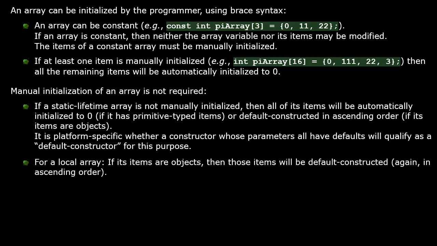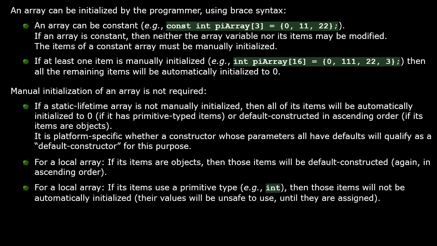If the array variable is a local variable and the item type is an object, then again, each item will be constructed by using the default constructor in ascending order. But if the uninitialized local array has primitive typed items, then its items will not be automatically initialized, and it would be unsafe to try to use any of those items until after you've assigned some known value to them.